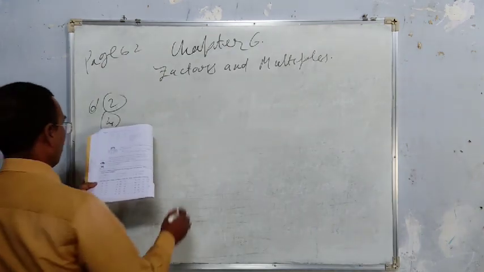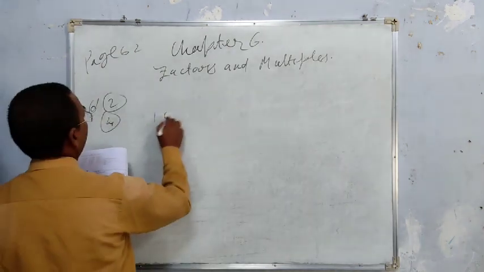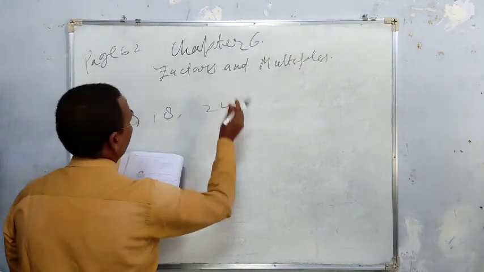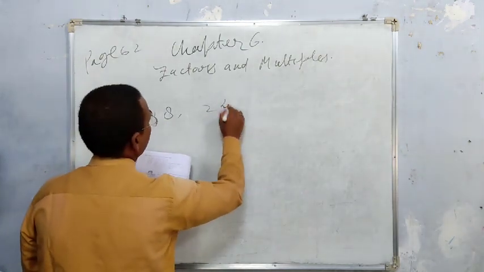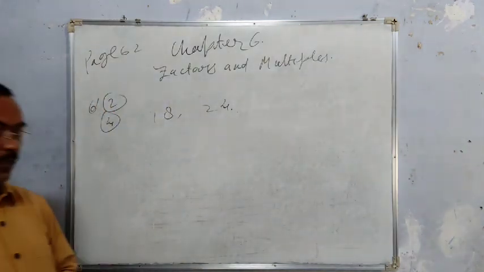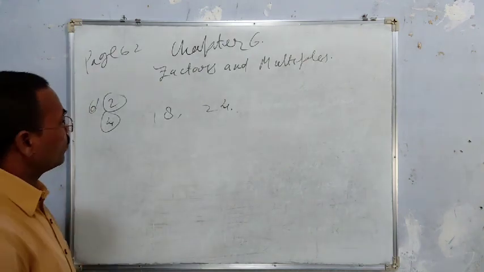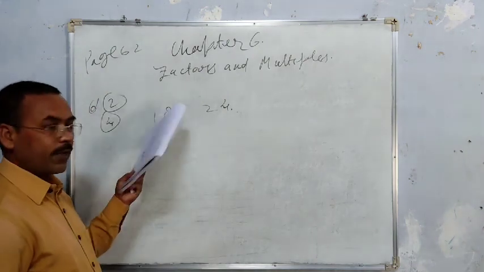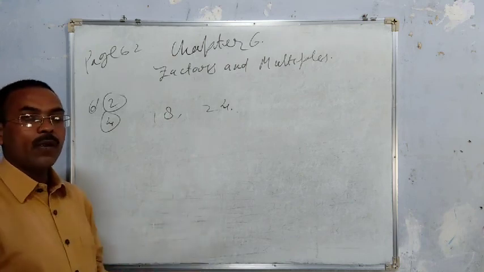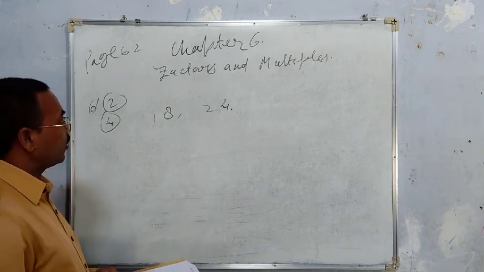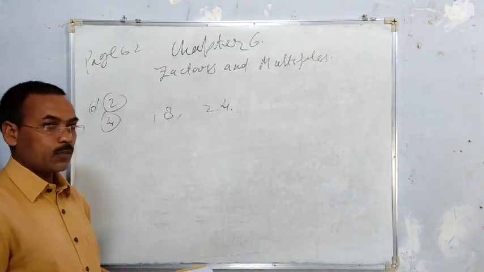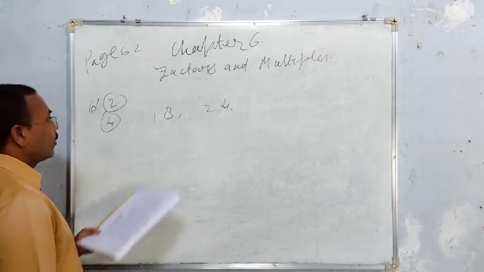Question number 4 is given here: 18 and 24. Here it is asking to find the LCM by using the prime factorization method. First we have to find the prime factorization of 18 and 24. Then, second step, we select the common factors, and third step, we have to multiply common factors and non-common factors. So now come on here.